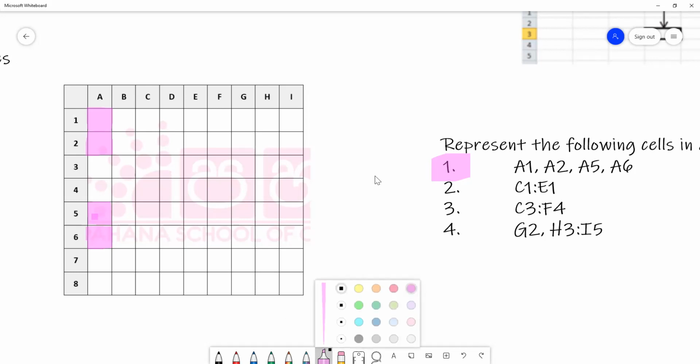Okay, let's move to the second one. We have C1 to E1, right? Remember, when you have a colon, it means you specify start and end. So C1 is here, then E1. E1 is here, which means we have this range. Okay, C1 to E1.